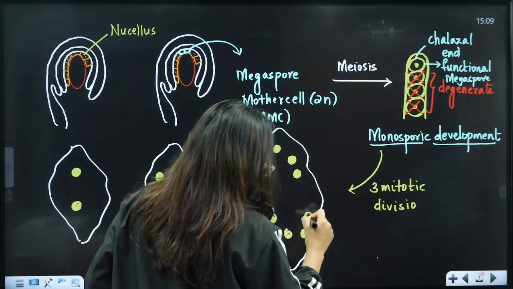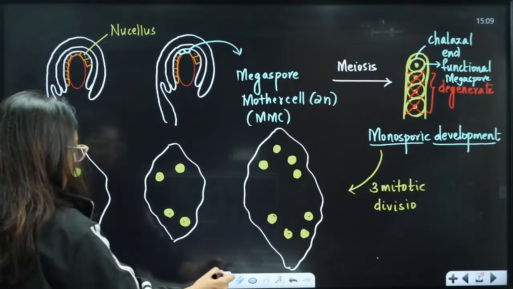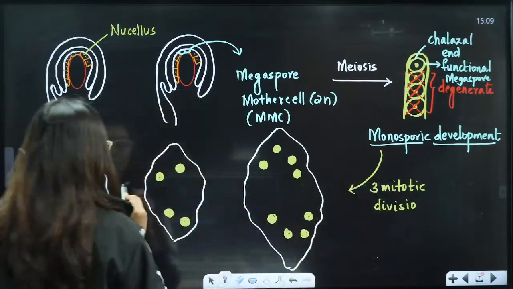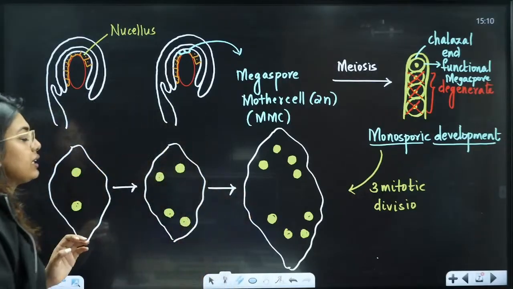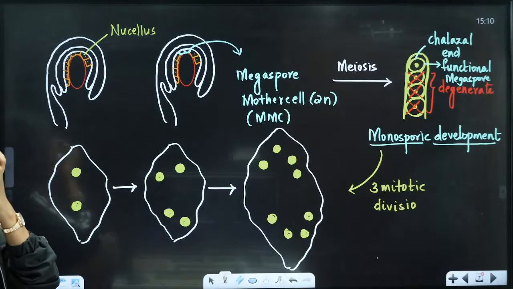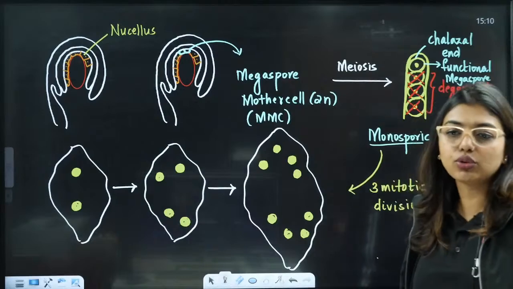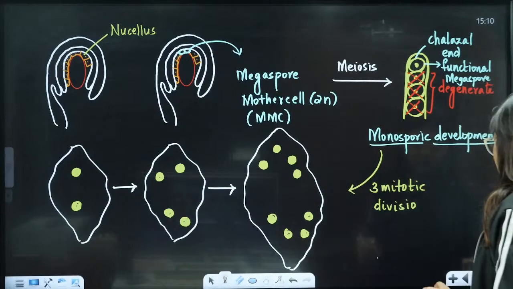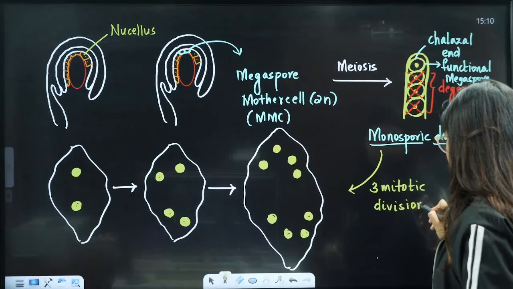This is how you are going to see the embryo sac. So here you will notice that every step these people are going to undergo a mitotic division, and ultimately we are going to get a 8 nucleated stage. Yes or no? All of you agree to this? Anyone who does not agree to this, I would want to know why you are not agreeing to it. Okay, now look here. Okay, 3 mitotic.